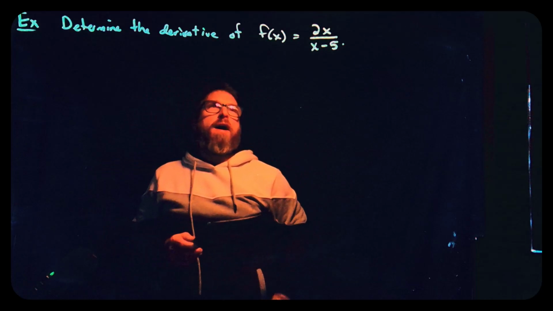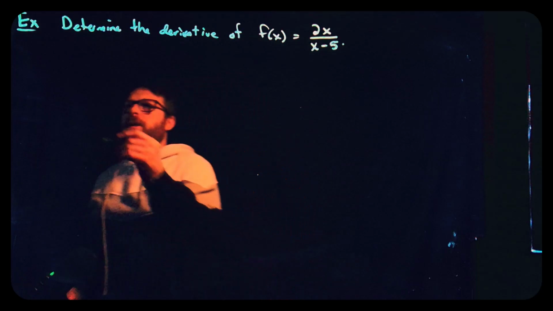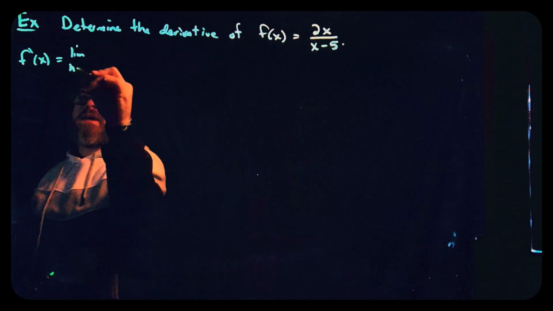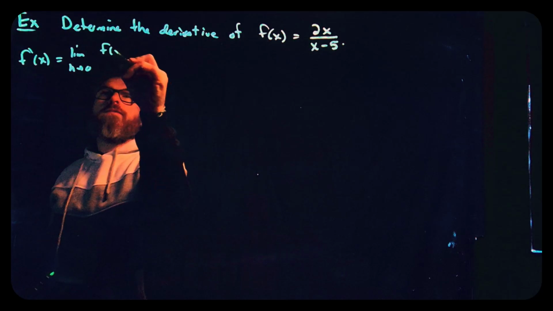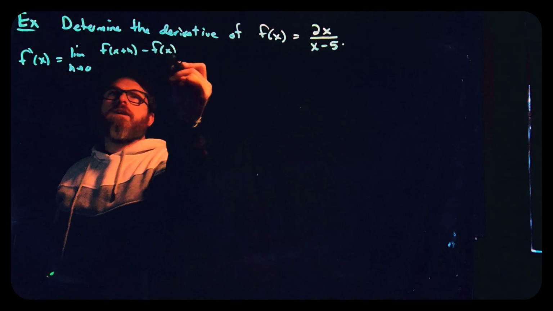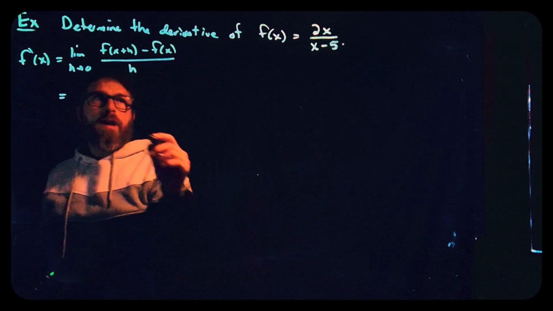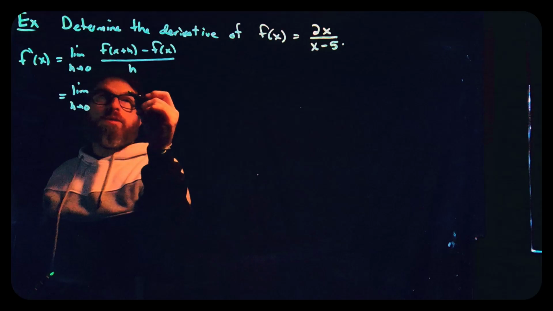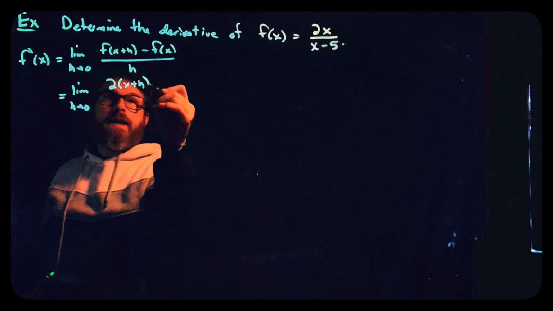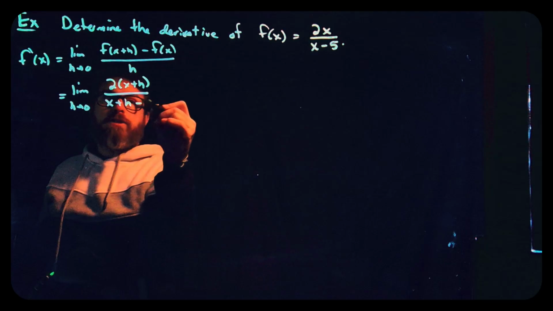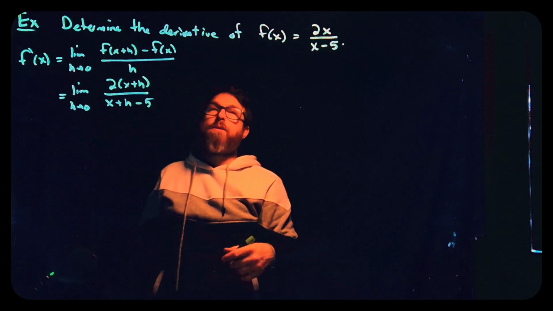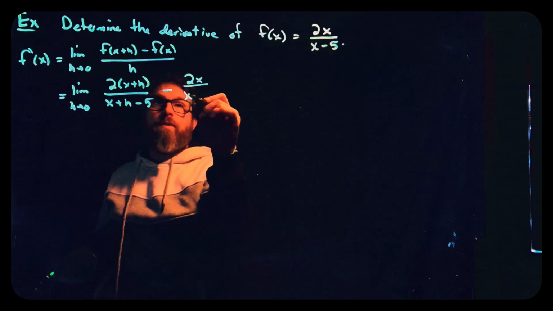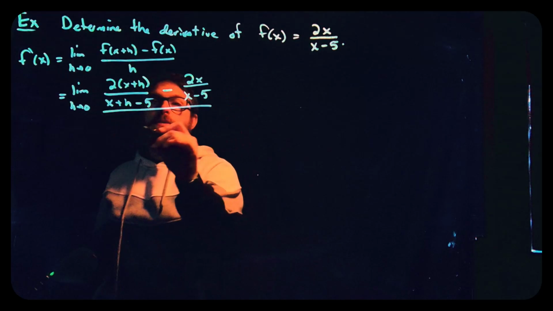So let's determine the derivative of f of x, which is equal to 2x over x minus 5, and we'll do this by the limit of the difference quotient. So f prime of x is going to be equal to the limit as h approaches 0 of f of x plus h minus f of x, and this will all be over h. What I have to do is evaluate this function at x plus h. So this is going to be the limit as h goes to 0 of 2 times x plus h all over x plus h minus 5. That is the function evaluated at x plus h. And I still have to subtract off the original function, which is going to be 2x all over x minus 5. And this entire thing is going to be over h.